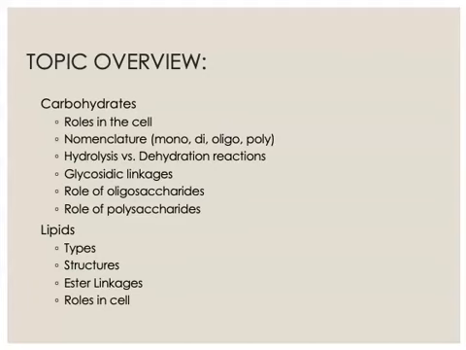We'll discuss the role of 2 particular types of carbohydrates, and those are oligosaccharides and polysaccharides. When we discuss the lipids, we'll look at the 3 different types of lipids and how they differ structurally. We'll look at the type of covalent bond that builds lipid, and that's called an ester linkage. And we'll finish up by discussing the roles that lipids play in cells.